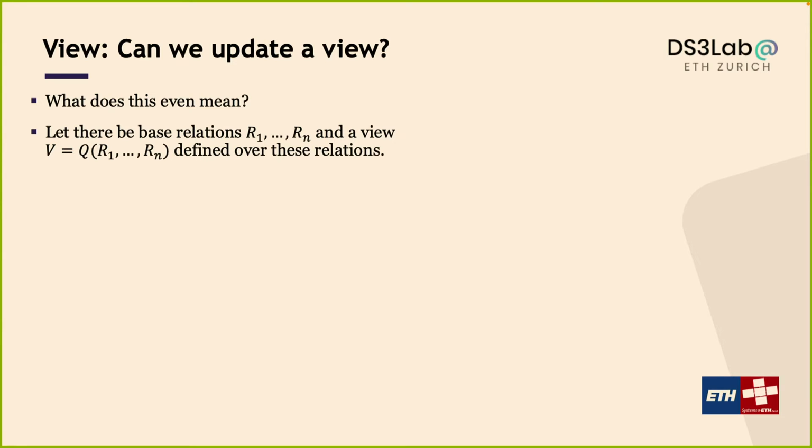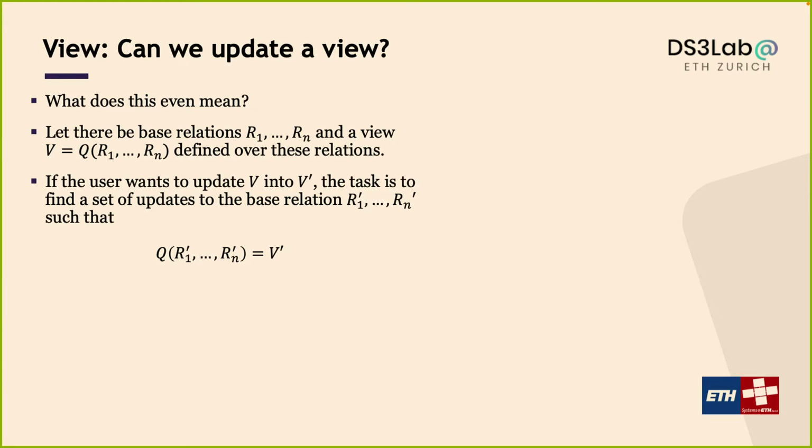And now I say I want to manipulate this view. So what I mean is I want to manipulate my base relation such that if I run this query on the manipulated base relation, I get a new set of results in this view that reflect the change I want to make. So essentially, I have this base relation, I define this view, and I say, okay, I want to change this view from V to V prime in terms of its result.